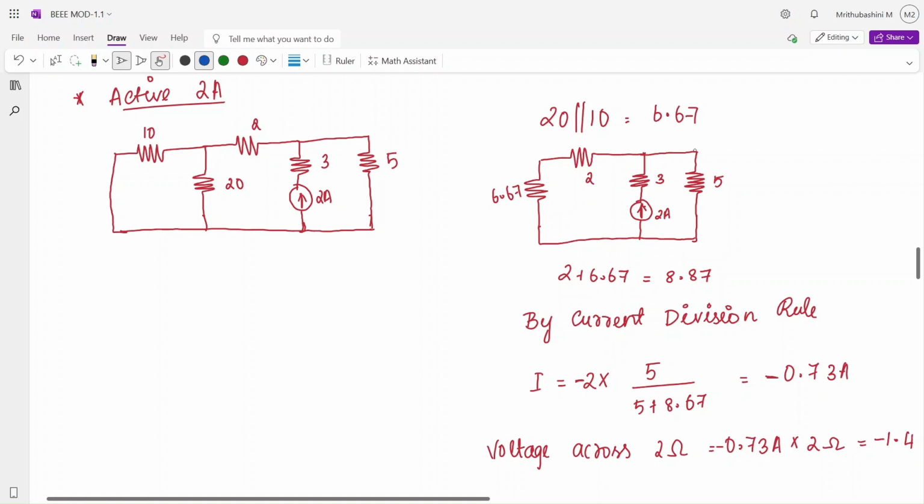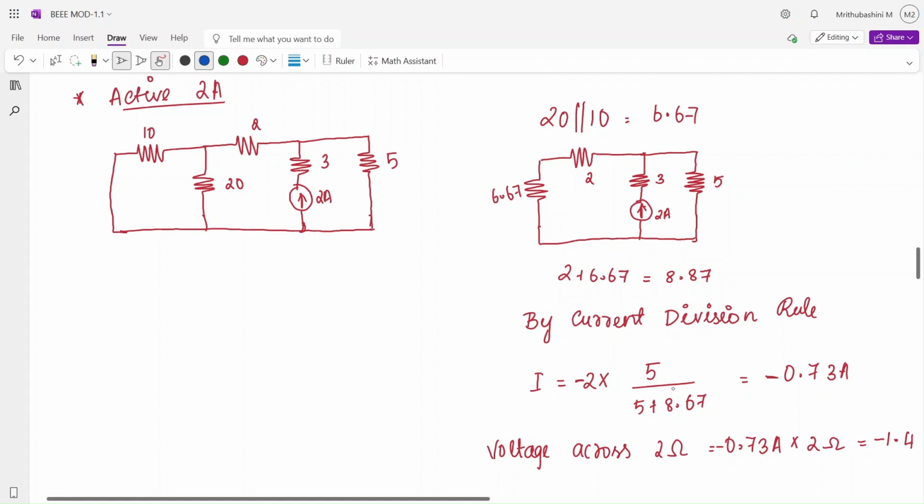So 2 into 5, because across 2 only I have to find. The current division rule, I guess you know how it works, right? We have to take the opposite of whatever current we have to find. I want to find the current across the 2 ohm resistor. So 2 into 5 by 2 plus 6.67, which is 8.67.